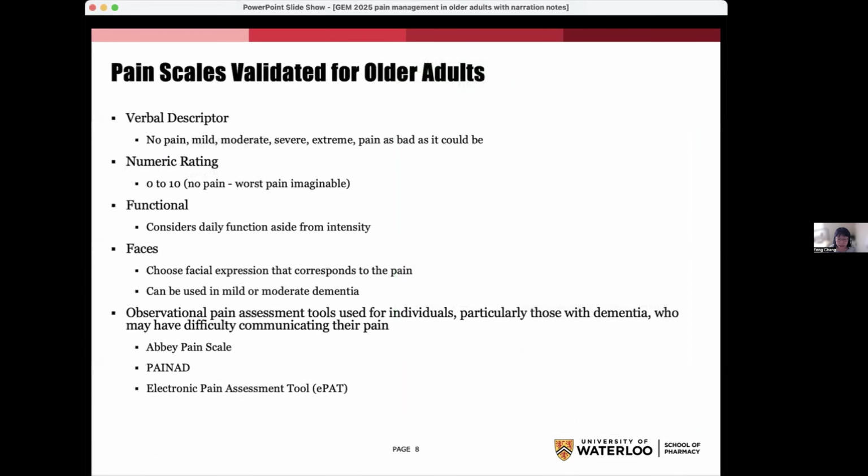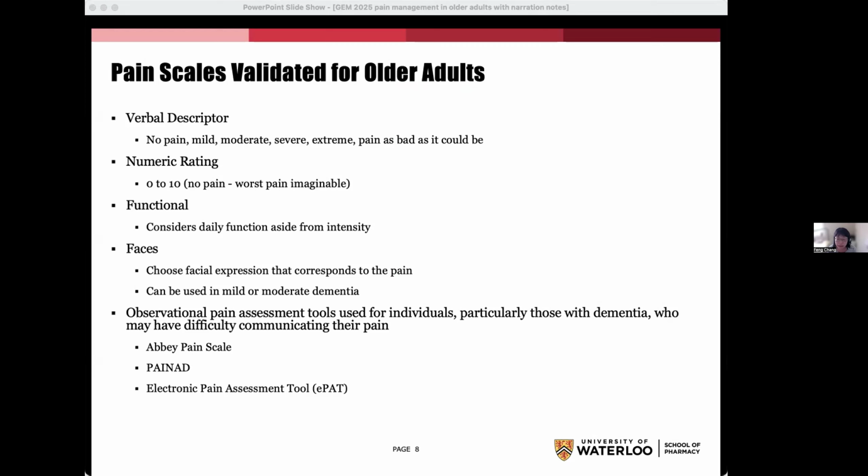So some pain scales have been validated for older adults. I'm mentioning a number of them here, going from the most communicative to the least communicative patients. These generally test pain intensity, pain interference, or both. So the verbal descriptor is, as it says, basically just different words to describe the pain, such as no pain, moderate, severe, extreme, as bad as it could be. So this could be useful for patients with mild but not severe cognitive impairment.